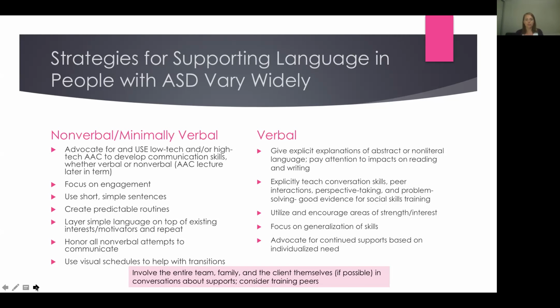The other thing that's important to think about with kids with autism is that the whole team, the family, and the client should be involved in what this support system looks like. And you can also consider training peers in the classroom to help with some of these things as well. It's good for kids to know a little bit about autism and what that means.